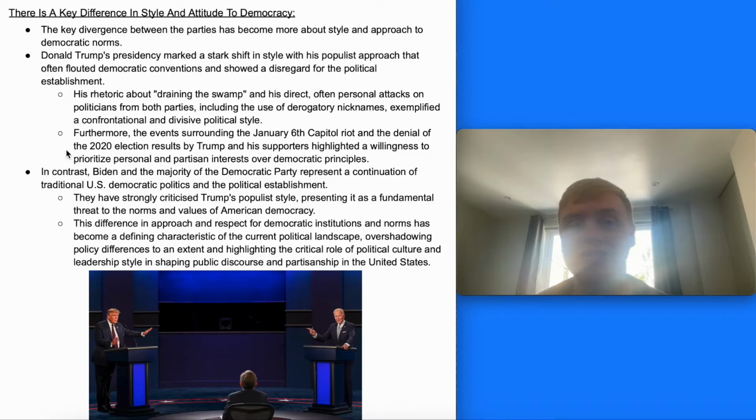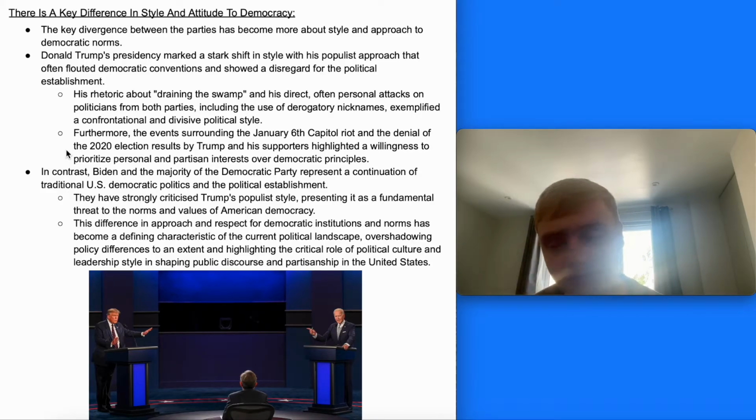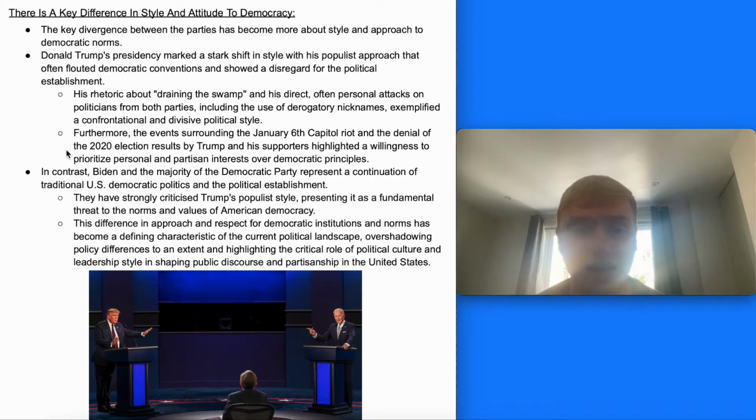Trump's presidency marks a significant shift in style with his populist approach that often flouted democratic conventions and showed a disregard for the political establishment. His rhetoric about draining the swamp and his direct, often personal attacks on politicians from both parties, including derogatory nicknames, exemplified a confrontational and very different, divisive political style.